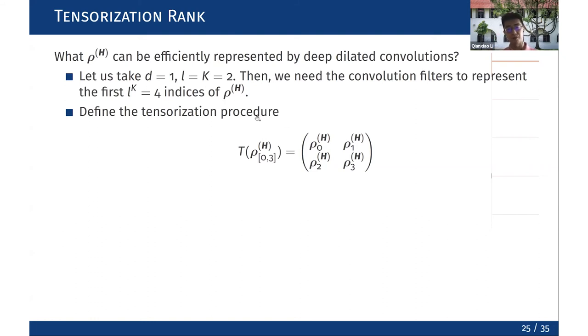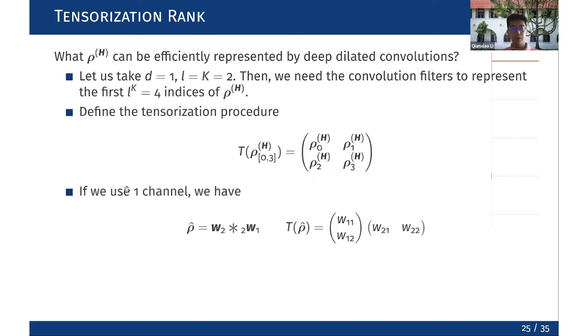For the first four coordinates, what we can do is represent them in a matrix: 0, 1, 2, 3. I just write it like that. In general, we call this a tensorization procedure because we can take a vector and arrange it into a higher order tensor. In this case, it's just a matrix. Now, if we look at our neural network, this is our target, a matrix. If we only use one channel, then our rho hat is just the convolution of two filters. And if you tensorize this convolution, it's basically the outer product of these two filters.